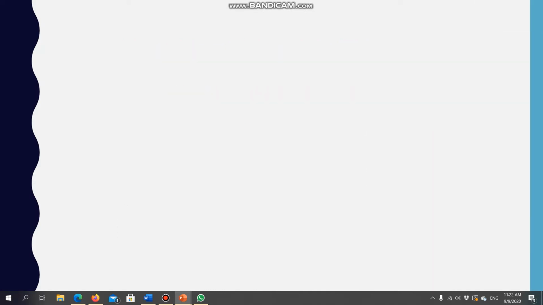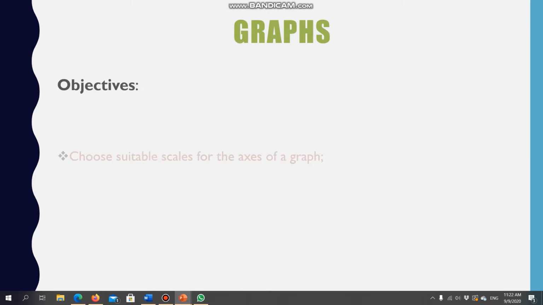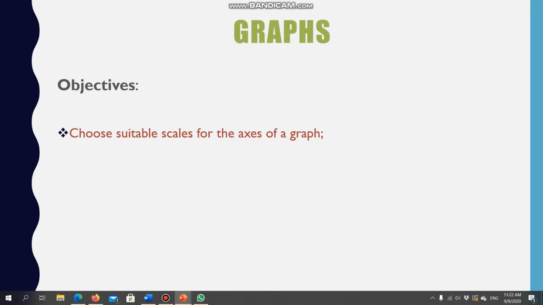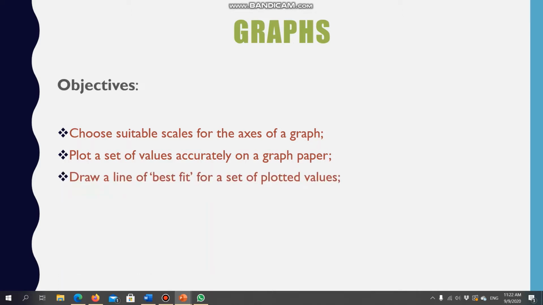In today's lesson, I'll be looking at graphs. The objectives for this lesson are: 1. Choose suitable scales for the axes of a graph. 2. Plot a set of values accurately on a graph paper. 3. Draw a line of best fit for a set of plotted values. And 4. Determine the gradient of a straight line graph.